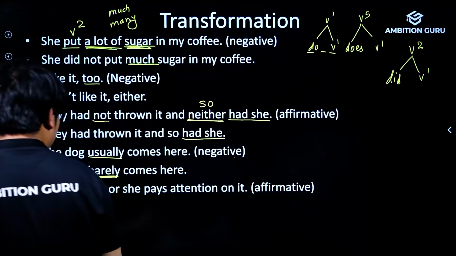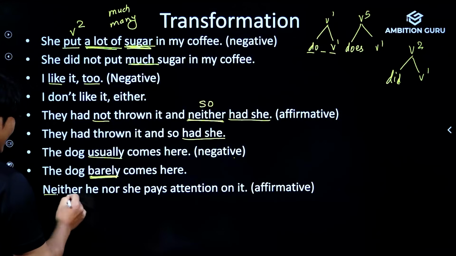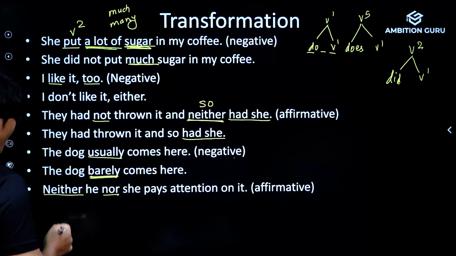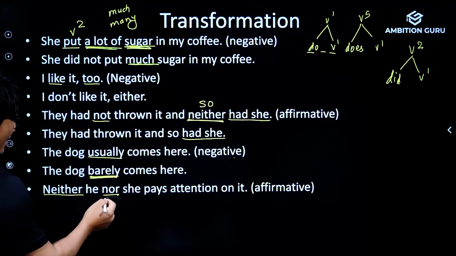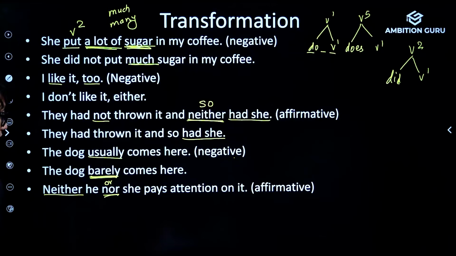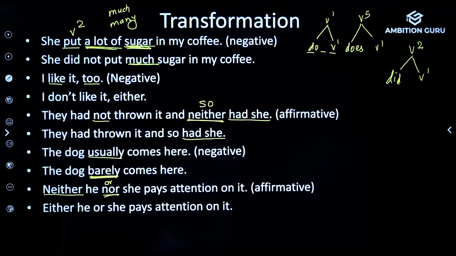So you need to focus here just on two words, neither and nor. Neither should be changed into either and nor should be changed into or. Like, the answer is either he or she pays attention on it. The question is neither he nor she pays attention on it, and the affirmative is either he or she pays attention on it. That's good. A screenshot, okay, you can take after this.